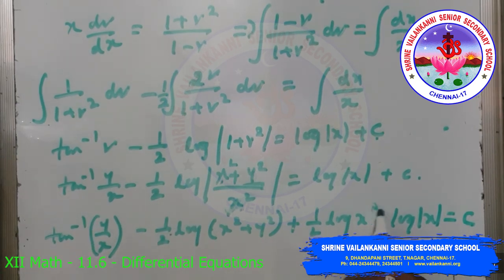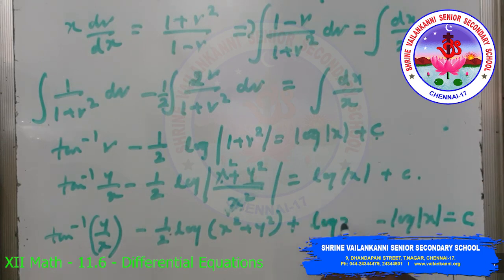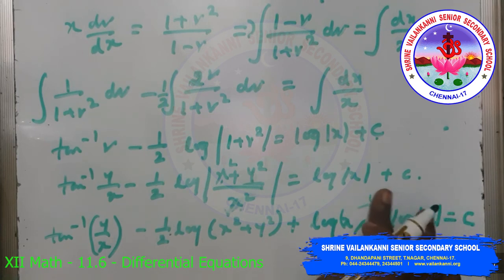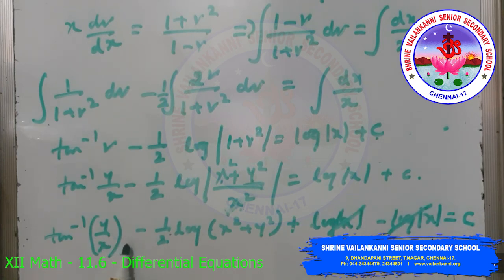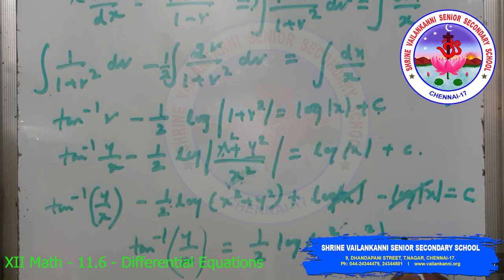Here we can use formula m into log x, which is equal to log x whole power m. Here it is half, so log x square whole power half. So 2 and 2 will get cancelled, so we have log x. So log x minus log x will get cancelled. So we have tan inverse of y by x minus half log x square plus y square, which is equal to c. So tan inverse of y by x, which is equal to half log x square plus y square plus c, which is the required solution.